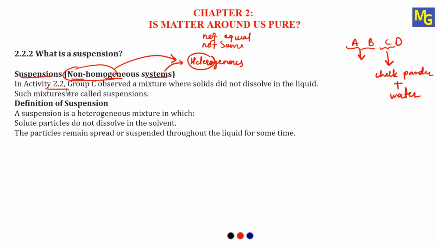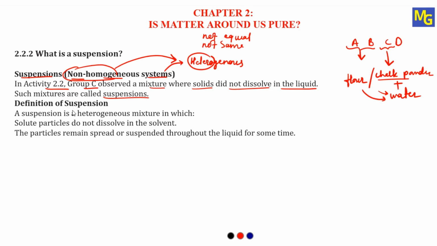In activity 2.2, group C observed a mixture where the solid did not dissolve in the liquid. As we all know, when we put chalk powder, or rice flour or wheat flour, in water, it will not get completely mixed. Some solid particles will remain suspended, and some will get settled if you keep that solution without disturbing. Such mixtures are called suspensions.